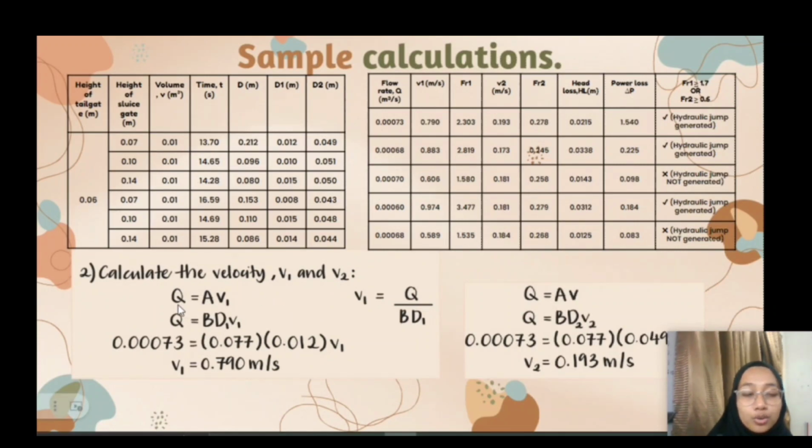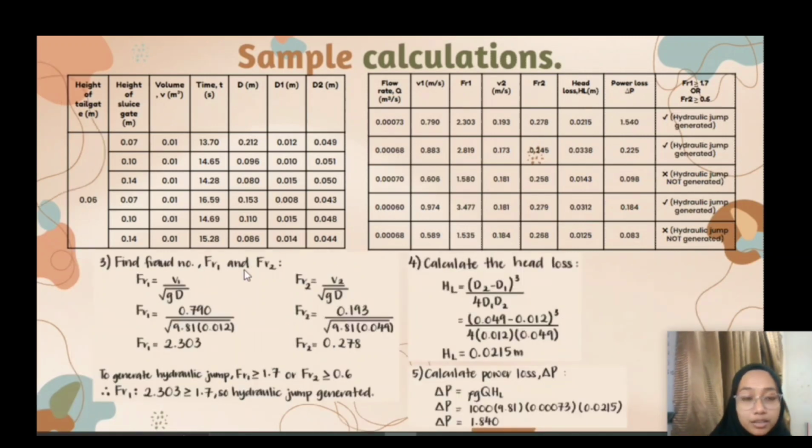We use the formula Q, which is the discharge or flow rate, equal to area multiplied with velocity. Same as Q flow rate equal to B width of the flow, D depth, V velocity. We rearrange and the formula becomes velocity equal to Q flow rate divided by B width of flow multiplied with depth. So we get the velocity 0.790 meter per second, and we need to calculate the second velocity, which we get 0.193 meter per second.